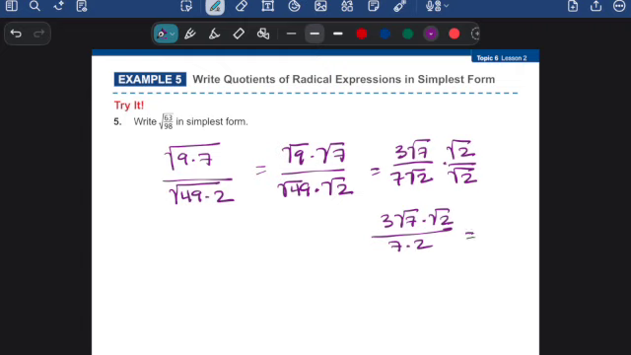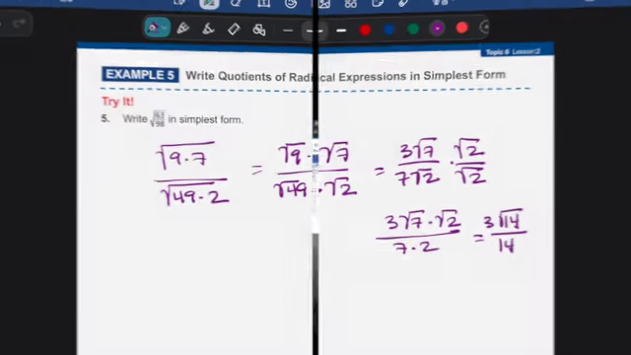Now let's simplify. Combine your radicals. You can use the product property of radicals. And so square root of 7 times the square root of 2 is going to be the square root of 14. 7 times 2 is 14.